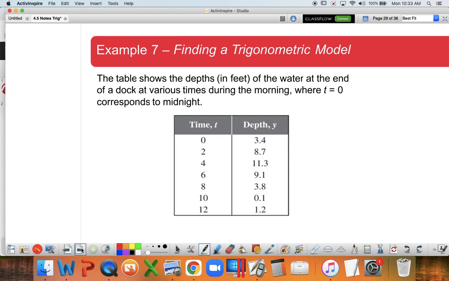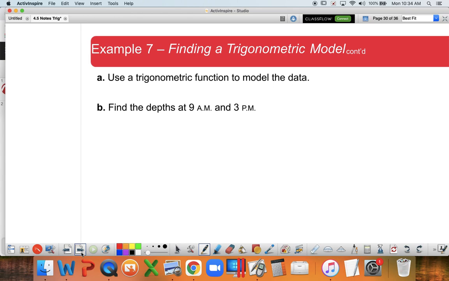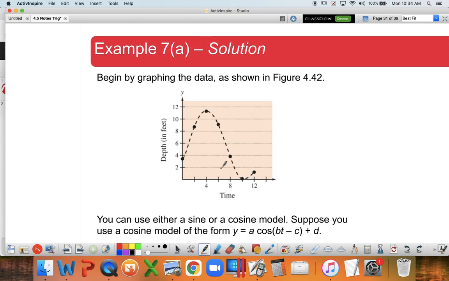So the table shows the depths in feet of the water at the dock at various times during the morning. So think about the way the ocean works, right? Your tide goes up, your tide goes down, your tide goes up, your tide goes down. So therefore, the depths are going to have that periodic type function, which is just like a curve. So we've got these here, and thankfully your book has nicely plotted them for you. So we have a graph over there on the left-hand side, and we want to figure out some information.